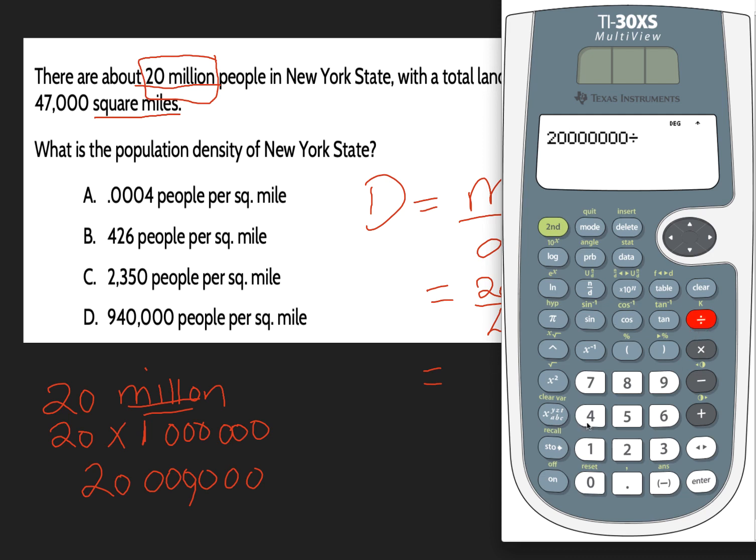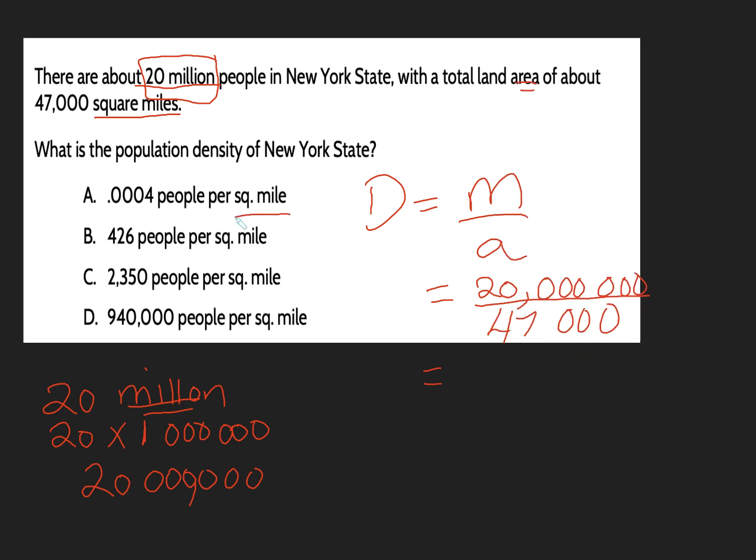Divided by 47,000. Okay, and enter. And notice our answer is 425.5. And they rounded their answer, so that 5 made that a 6. Or you can say the closest answer to 425 is this. So my answer is B, because we got 425.5. And this 5 made our whole number increase by 1 because of rounding.